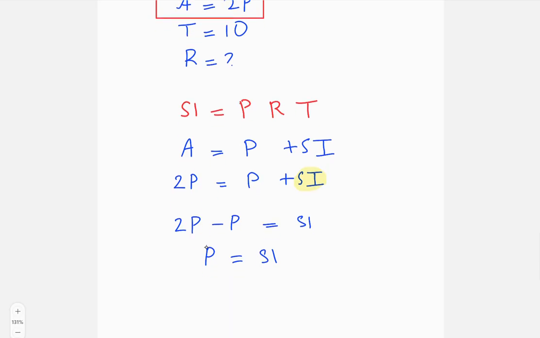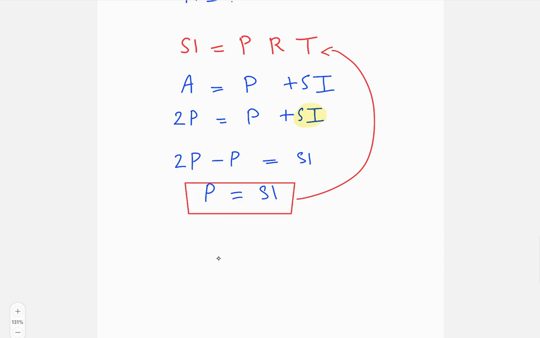Okay, now I'm going to use it in this. So wherever you see simple interest, you're going to replace it with a principal. So here, simple interest equals P R T. Simple interest equals P, and then R, and then the time is 10 years.